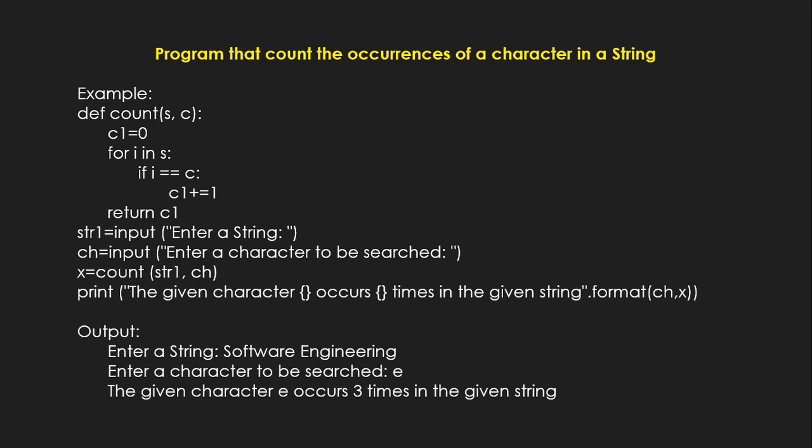So what happens, x takes the value of c1, because when I say return, it returns the value back to the calling statement. Which is your calling statement? x is equal to count of str1 comma ch. So the value of c1 is returned back to x, and the value of x will be printed in the place of the second placeholder. Right, so very easy program. Go through it and understand the logic.